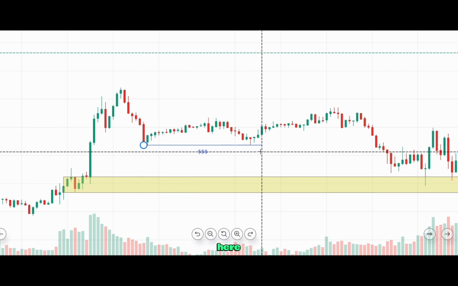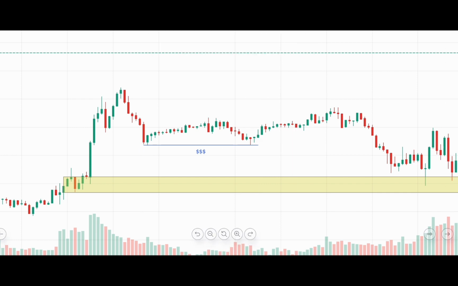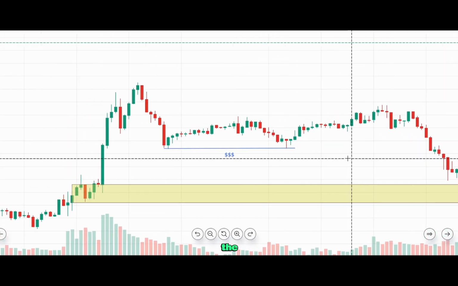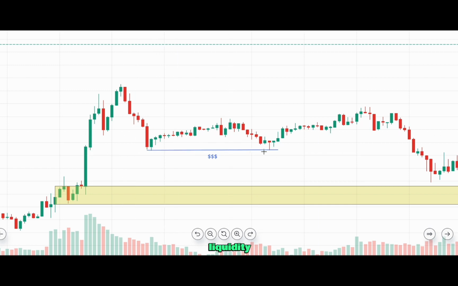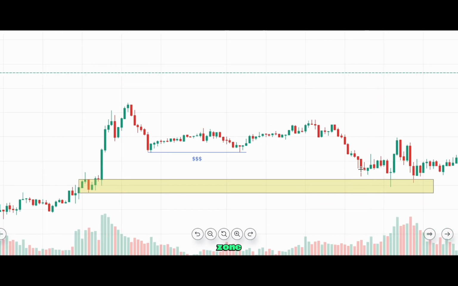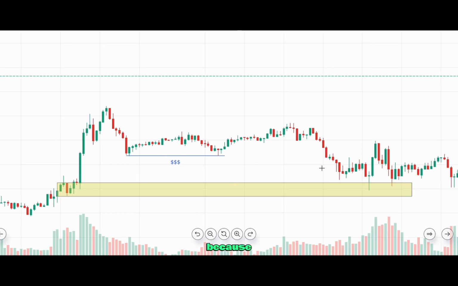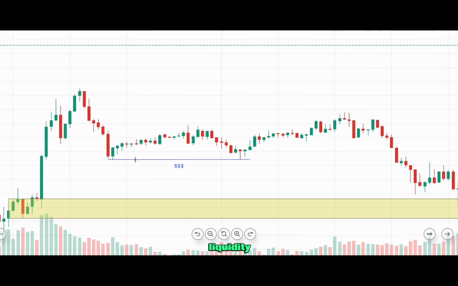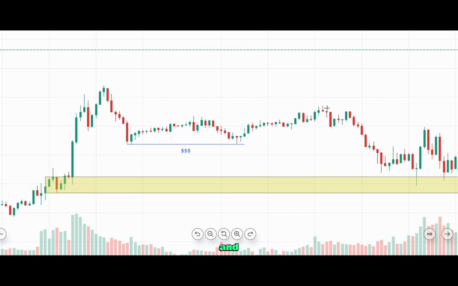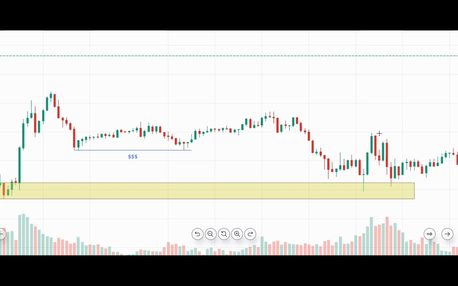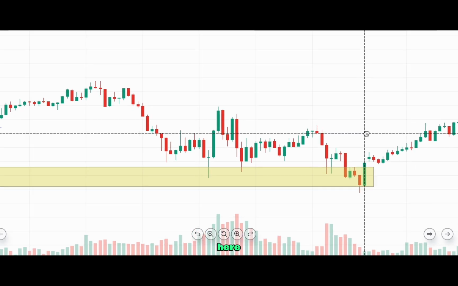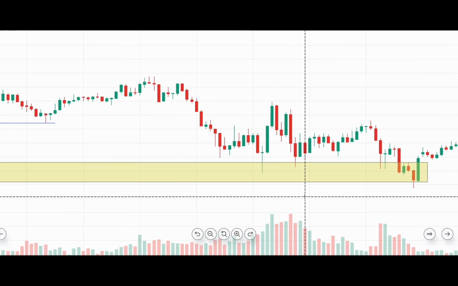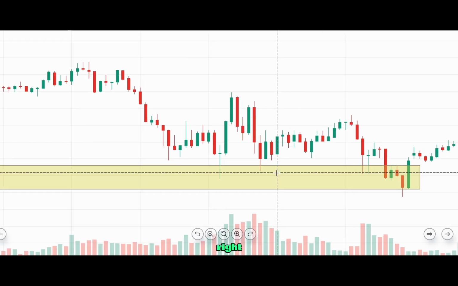So right here, we have the liquidity. This is one of the common types of double bottoms, or what we call the equal low. So this is also one of the liquidity patterns before the zone. And for me, this is a good zone because there is a liquidity pool right here. And see what the price is doing. It touches the zone again, and it sweeps the liquidity right here again.